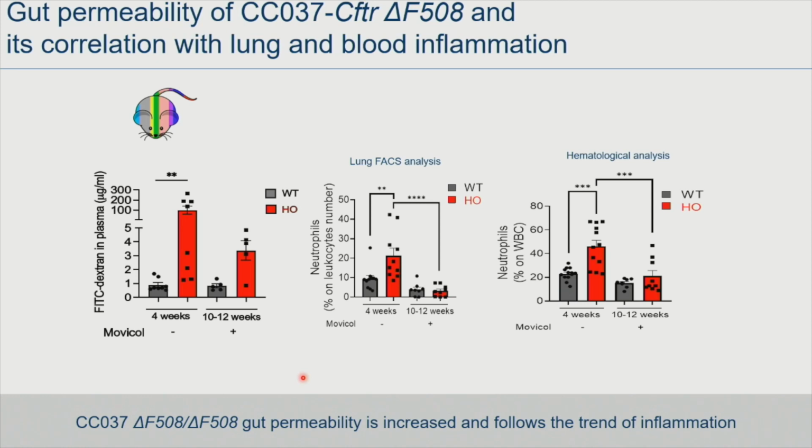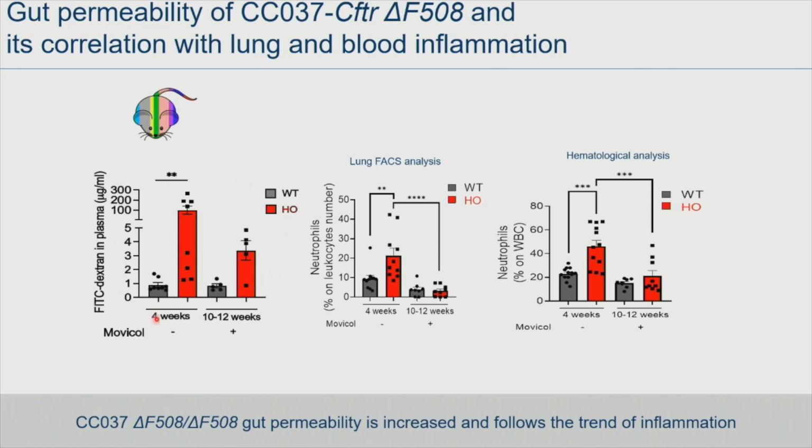So we start to check gut permeability in our mouse model, and we use FITC-dextran. We measure the FITC-dextran in plasma after oral administration to check gut permeability. As you can see here, at early stage the CF mice have a very high gut permeability, indicating that they have a leaky gut. And this condition is strongly reduced after Movicol treatment, laxative treatment, at adult stage.